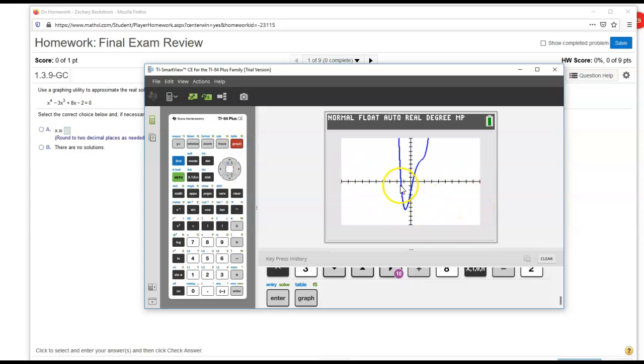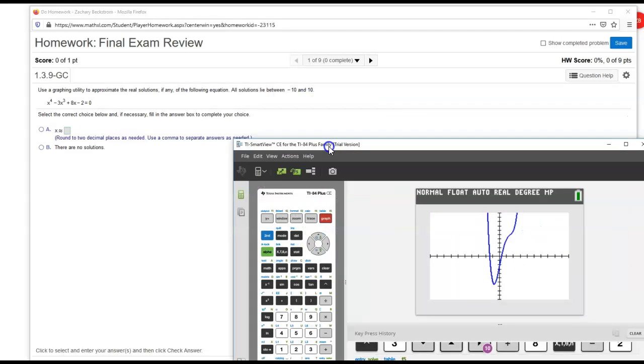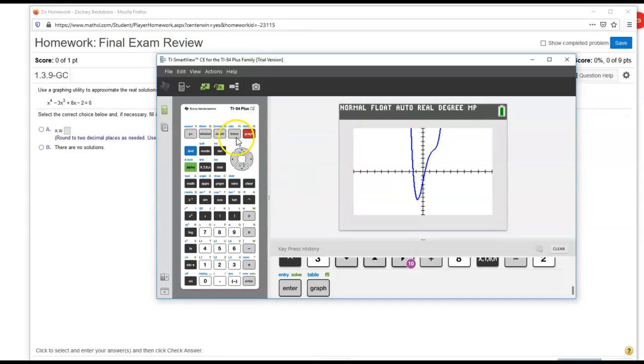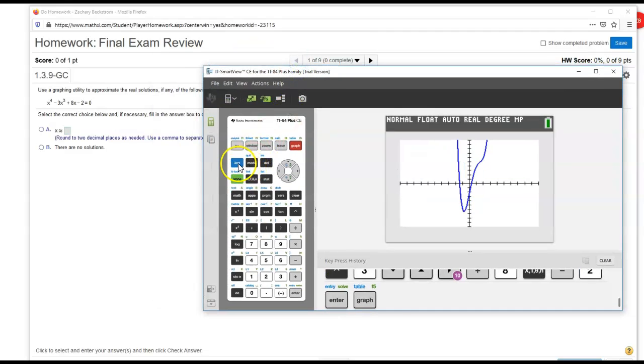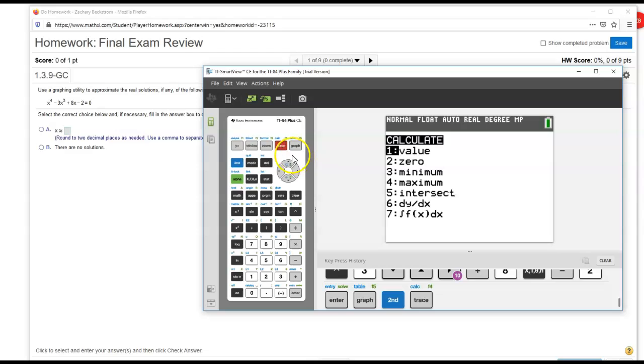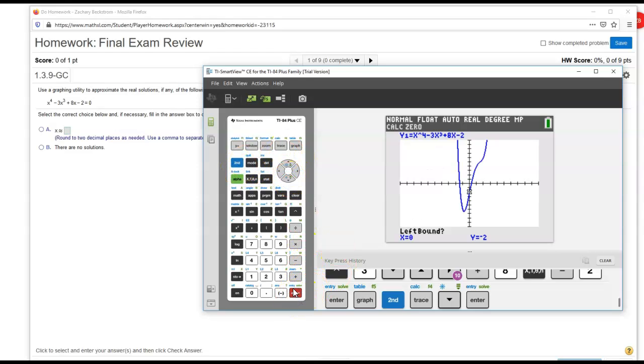So it looks like we're going to have two real solutions, one right there and one right there. So I can use trace to get an idea where they are, but what I want to do is use the 0 function I have here. So I hit second trace, I go down to 0, and it says first give me a left bound of the 0 I'm trying to find. So I'm going to go to the left side of this 0 right here and hit enter.